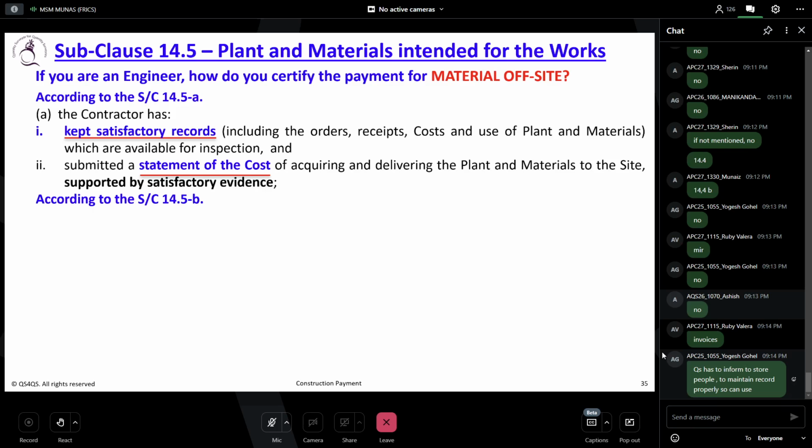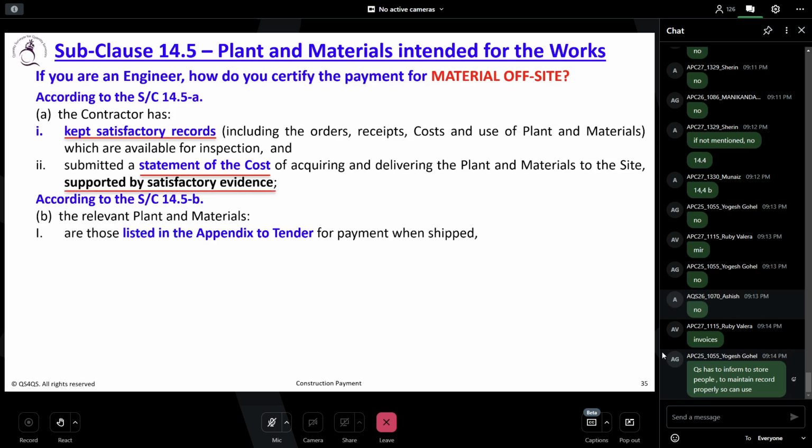Can you note down B, material offsite. Please repeat C again. Give the title for 14.5 B, material offsite. This is a heading for material offsite. The 14.5 C talks about the material on site. Can you note that down? Because it's a material offsite. Okay, so you note down the title.